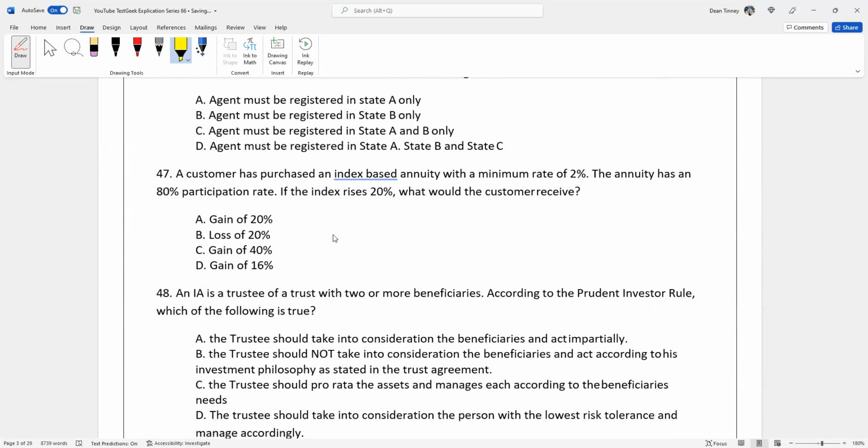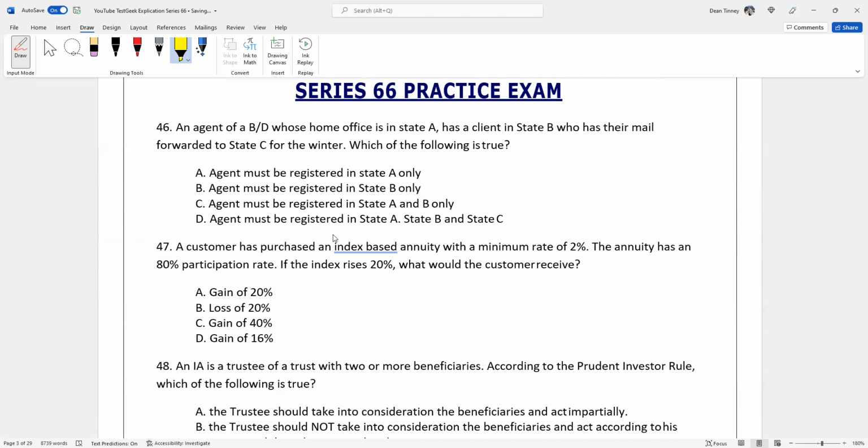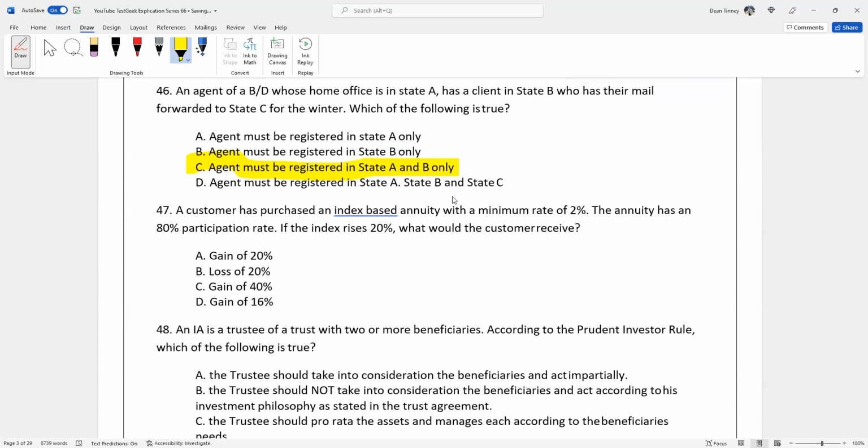46, an agent of a broker-dealer. The broker-dealer, whose home office is in state A, has a client in state B who has their mail forwarded to state C. Well, as an agent of the broker-dealer, how do I know you're forwarding your mail? I have no clue you're doing that. So I have to be registered in state A, and I have to be registered in state B. So the answer is C. I have no idea where your mail is being sent, and how the heck am I supposed to know that?